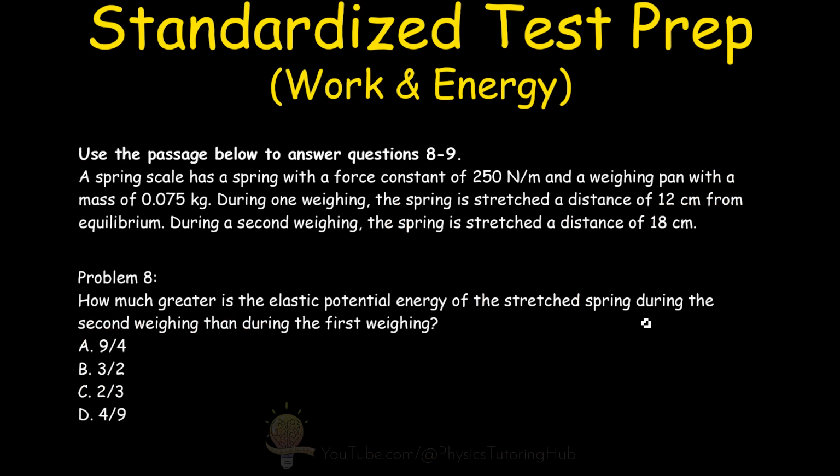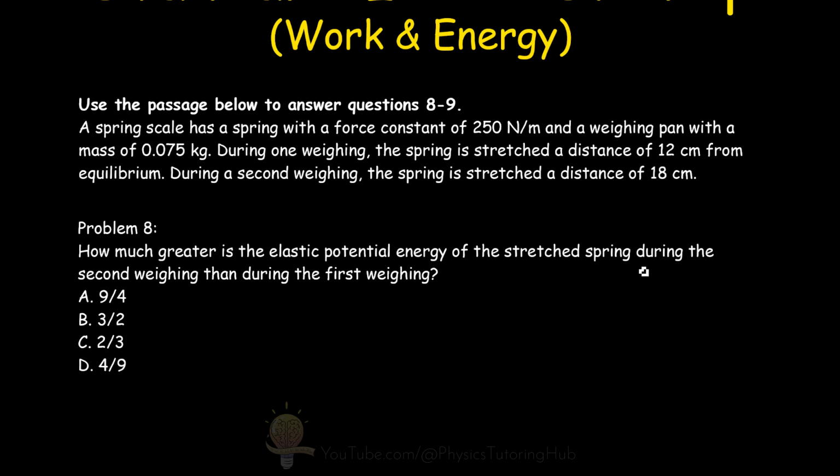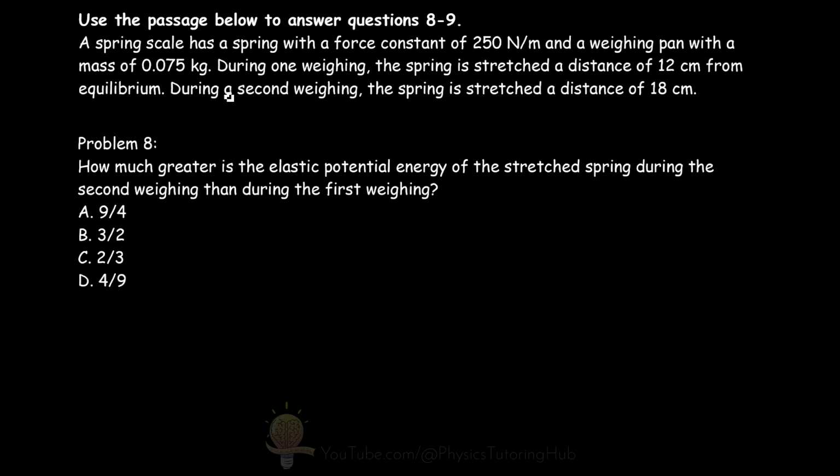Now in questions 8 to 9, we have a spring scale that contains a spring with a force constant, or a spring constant, of 250 newtons per meter and a weighing pan with a mass of 0.75 kilograms. During one weighing, the spring is stretched a distance of 12 centimeters from the equilibrium distance, or the resting distance. During a second weighing, the spring is stretched a distance of 18 centimeters.